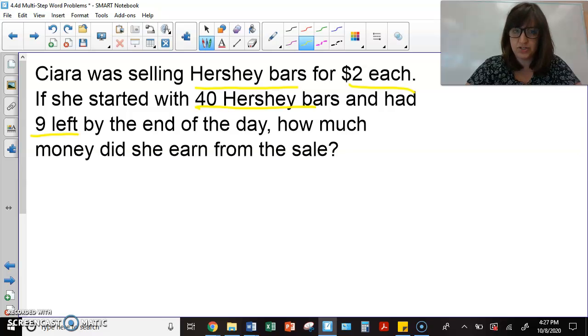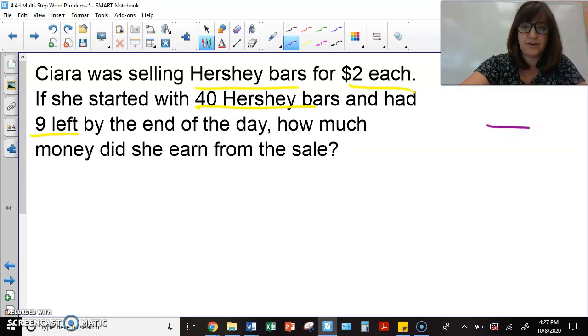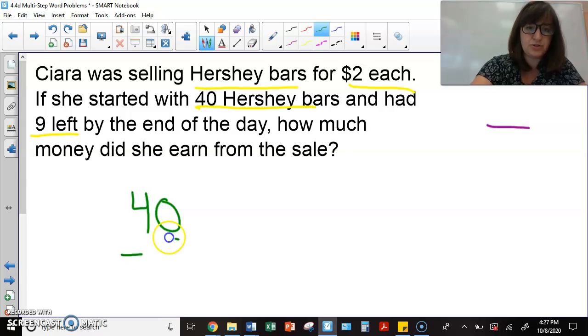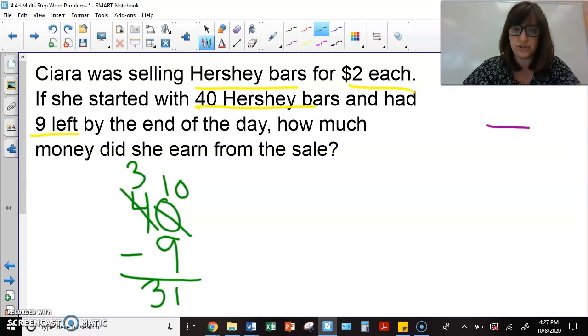I know they cost $2. I know she starts with 40 and she ends with 9. So what I'm going to do is I'm going to do a subtraction problem first. I'm going to take 40 Hershey bars and I'm going to subtract 9, okay? And when I do that, I see that I have 31 Hershey bars left, okay?